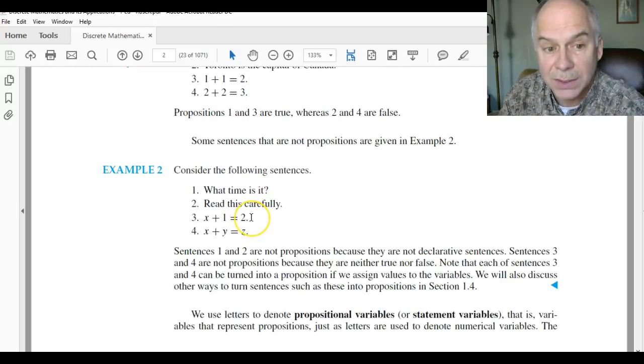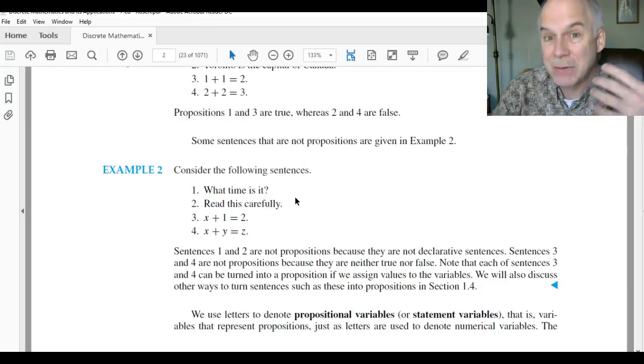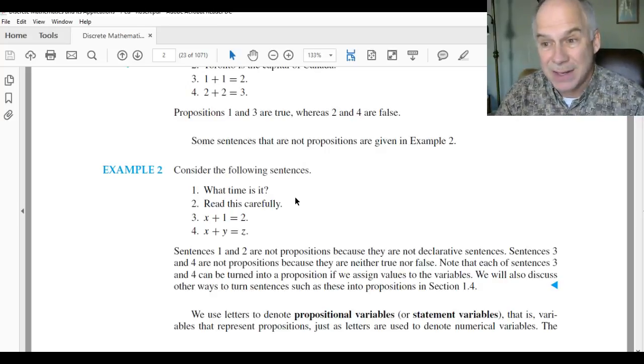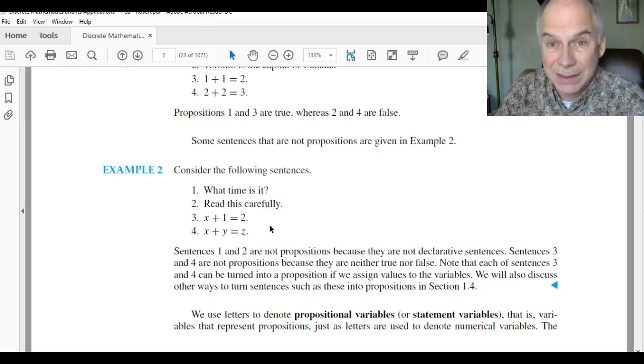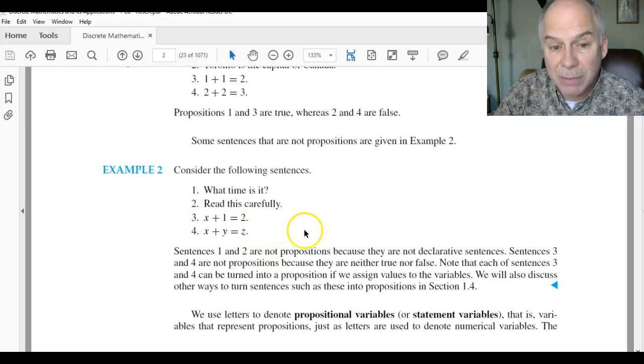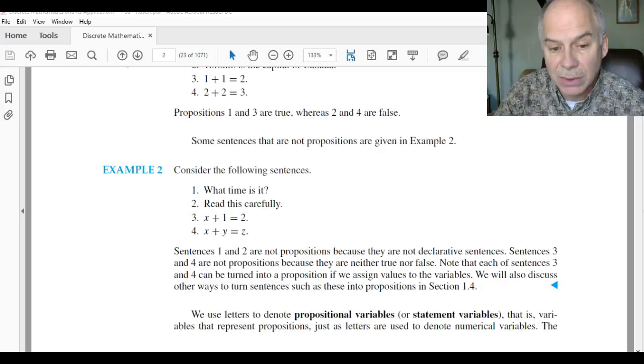But down here in example 2, it says, consider the following sentences. What time is it? Now, you can't tell if that's true or false. It's just a question. Read this carefully. That's just a command to someone to do something. That's not true or false. Also, x plus 1 equals 2. Now, you can't tell if that's true or false because you don't know what x is. So that's not a proposition. Or x plus y equals z. You don't know. Now, these are called propositional variables, but essentially we cannot tell if these statements are true or false.